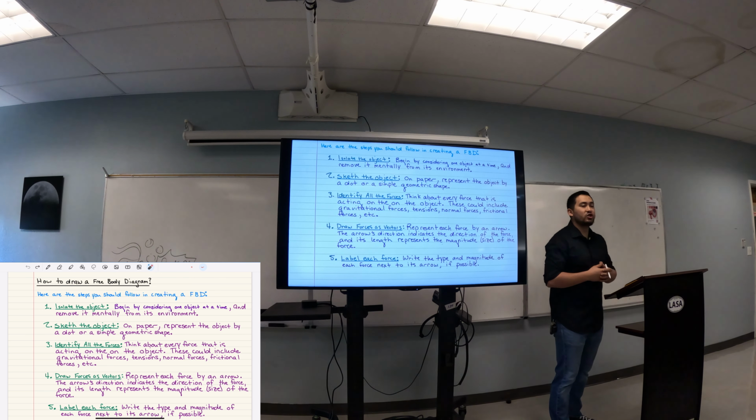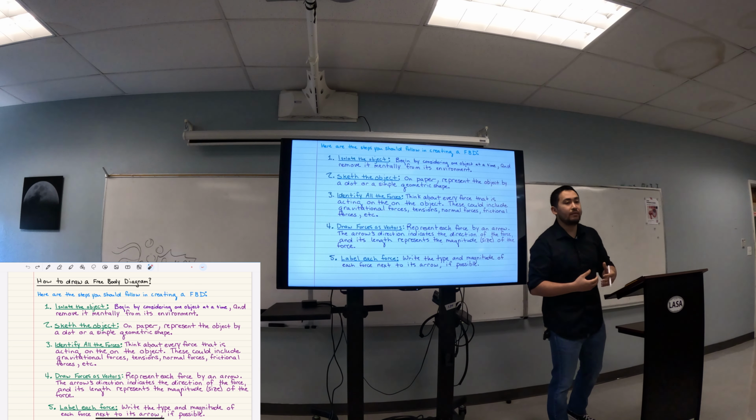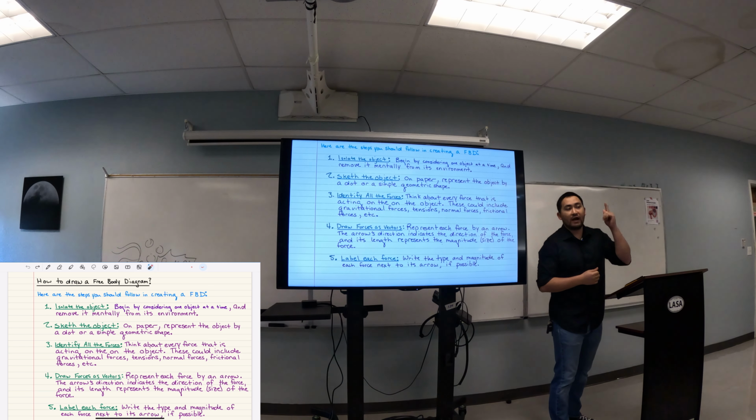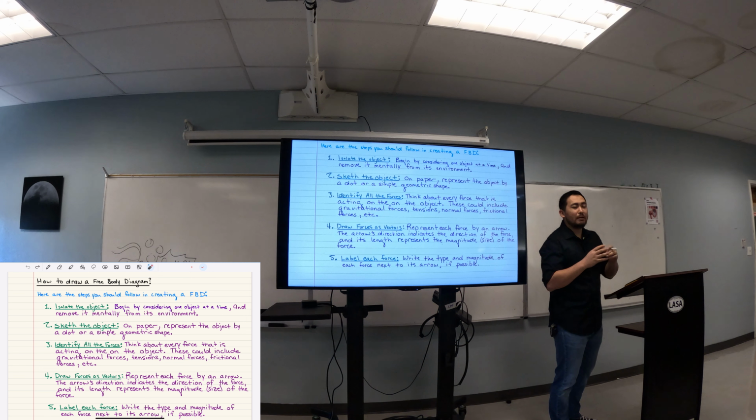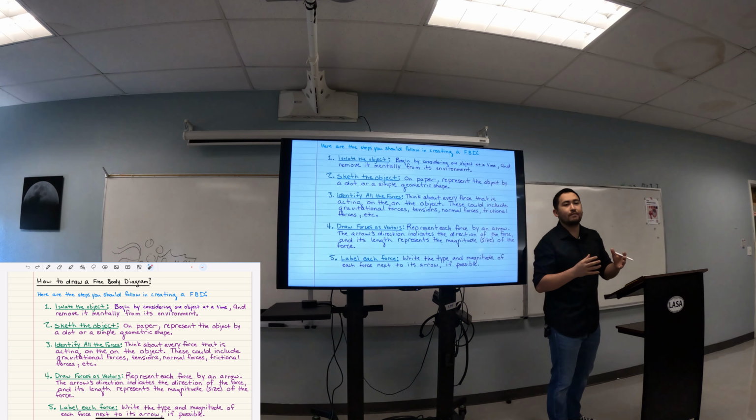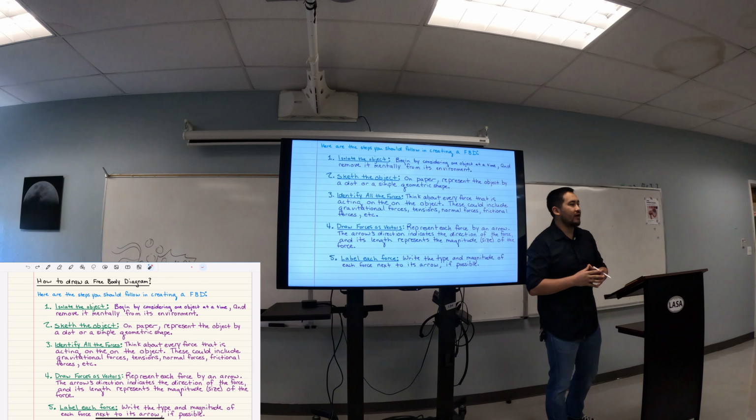And then you want to actually sketch vector arrows on your free body diagram to represent each of those forces. Remember that your arrow should point in the correct direction that the force is being applied to, and it should have a relative length that represents the magnitude of your vector. So the vectors with the larger magnitude should have longer arrows.